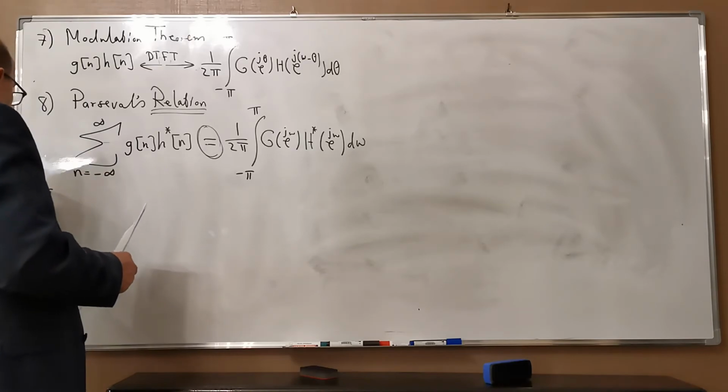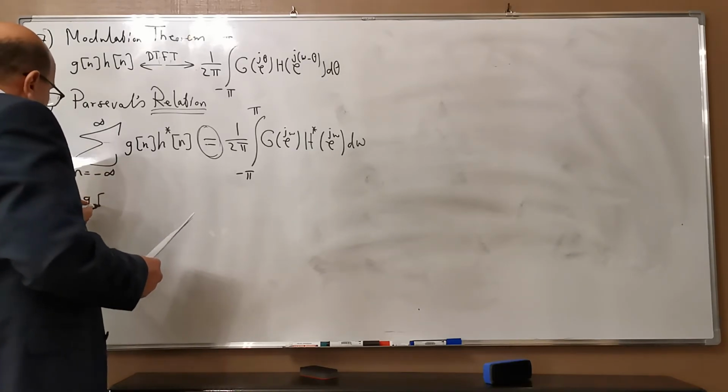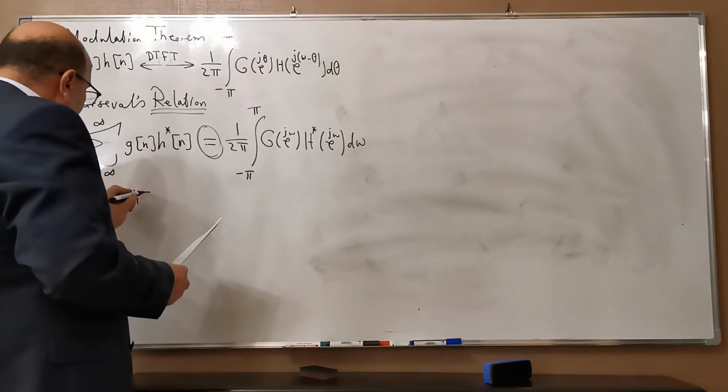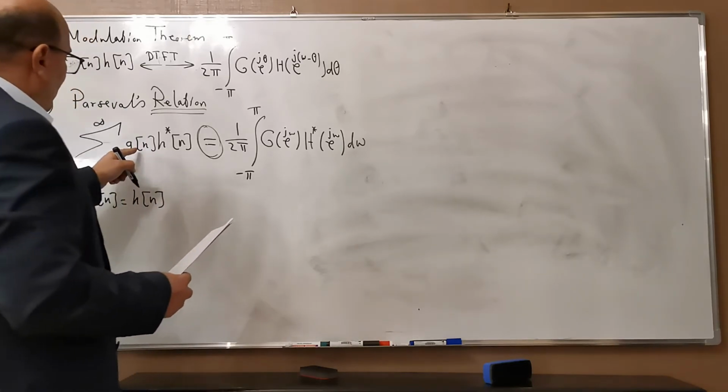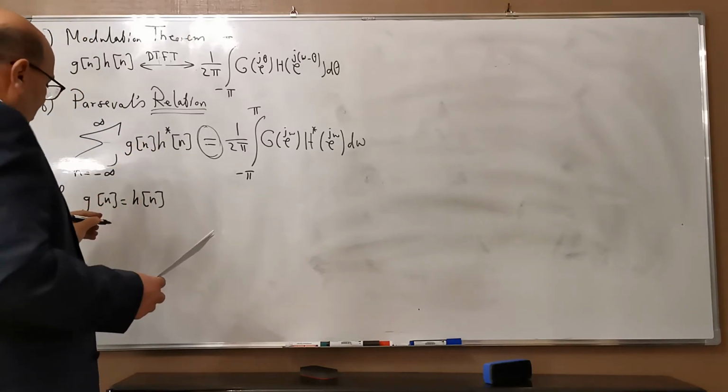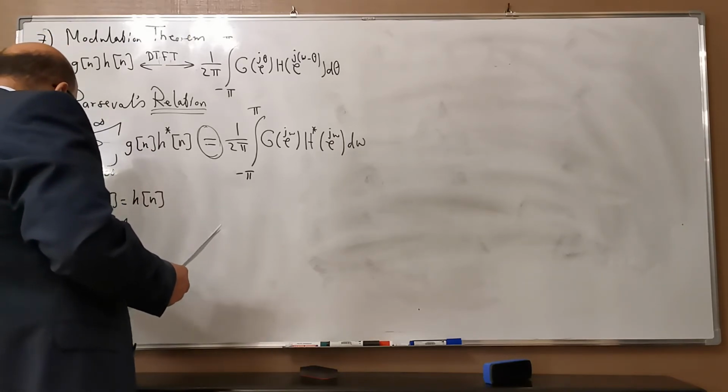Now if g of n is equal to h of n, then this one will be multiplied by its complex conjugate, and the whole thing will be like this.